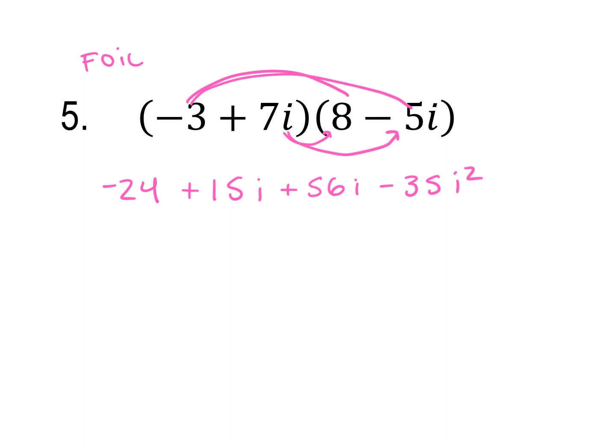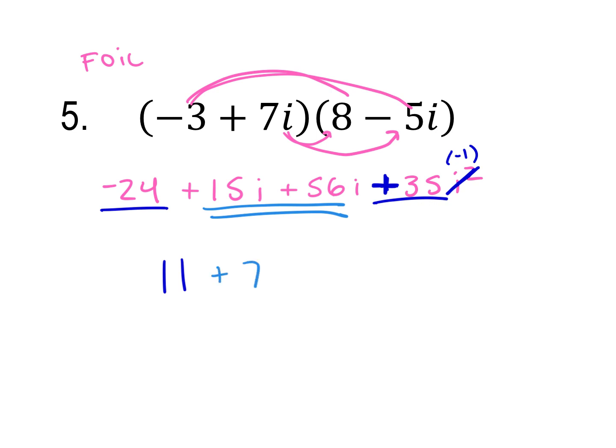What should we do next? We can combine like terms. What else should we do? Change i squared to be what? Negative 1. What's negative 35 times negative 1? Positive 35. So it changes it to be a positive 35. So we have 35 minus 24. So that would be 11. And then combine our imaginary parts, 15i plus 56i. 71i.